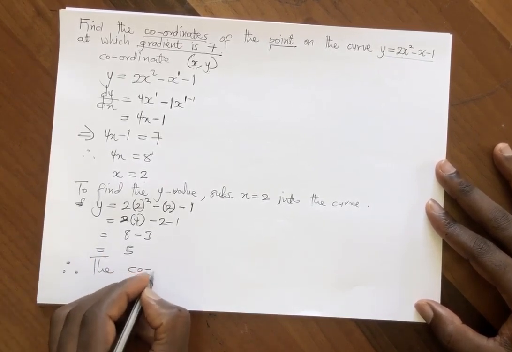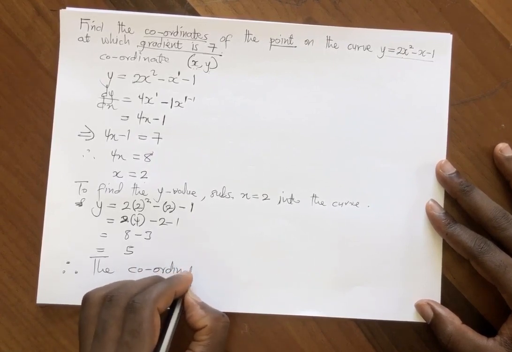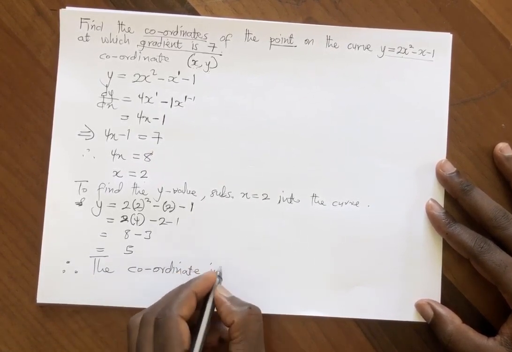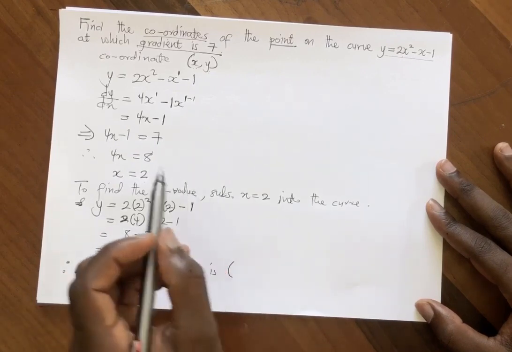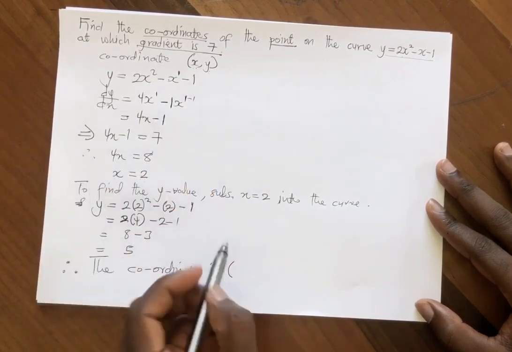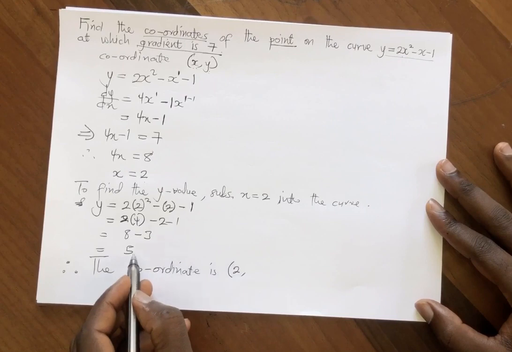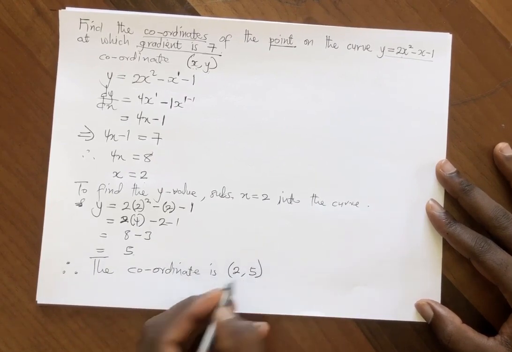the coordinate is x first, okay? Always remember that x first. So that is 2, and then the y, which is 5. And you are done.